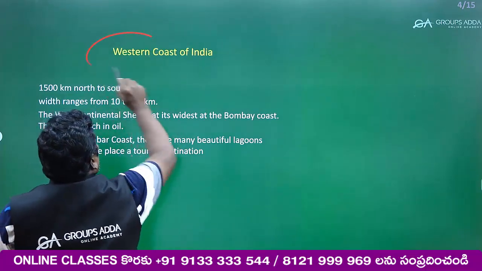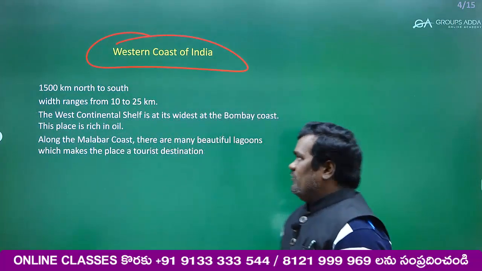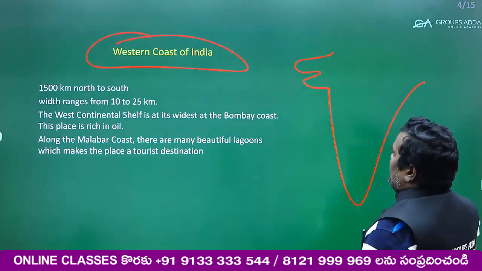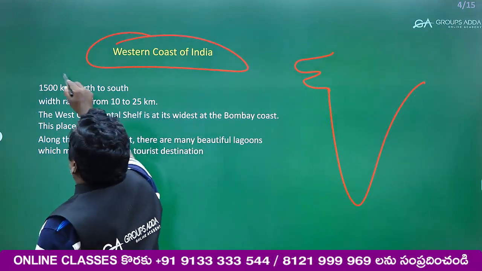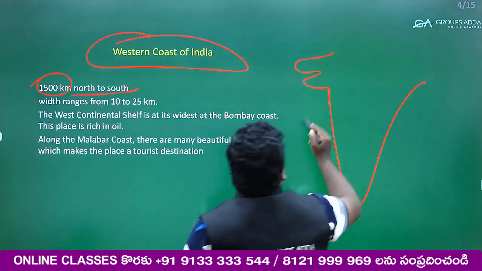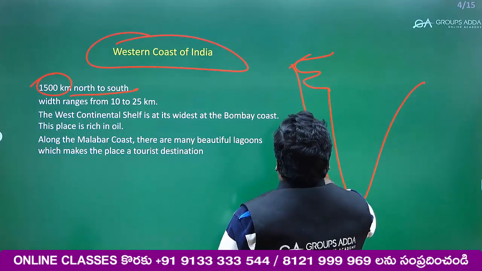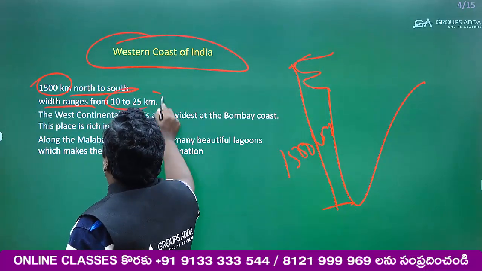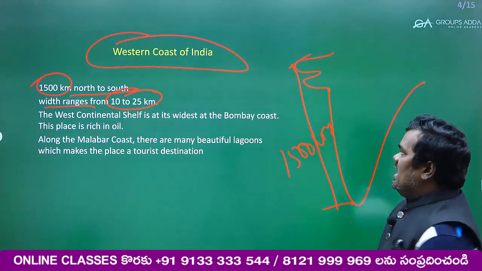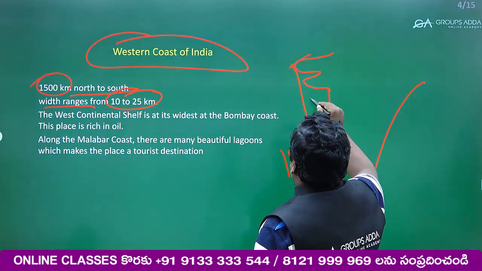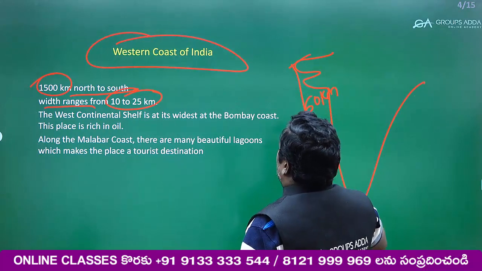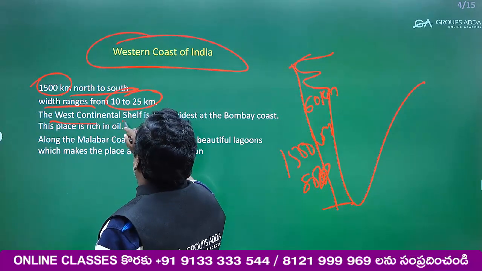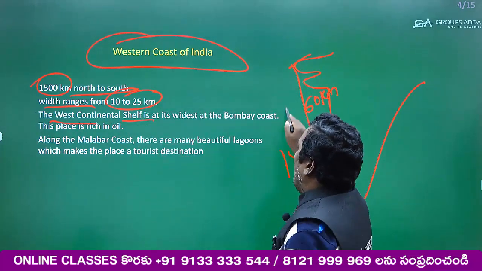Yes, west coast of India. My dear friends, see, all this is the west coast of India. It extends for 1500 kilometers from north to south. From here onwards up to here, it is around 1500 kilometers. Okay, the width ranges from around 10 to 25 kilometers. At some places it is around 60 kilometers, and at some places around 80 kilometers also. The west continental shelf is at its widest at the Bombay coast.